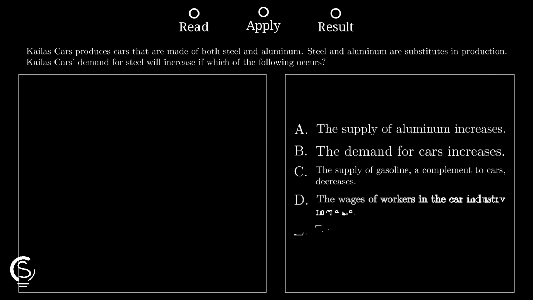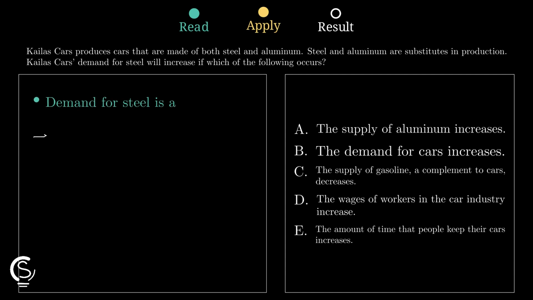First, we must recognize that the demand for steel is a derived demand. This means the need for raw materials depends entirely on how many final cars the company actually sells. If the demand for cars increases, the company must produce more vehicles to meet that market need. Consequently, they will require a much larger quantity of steel to build those cars.